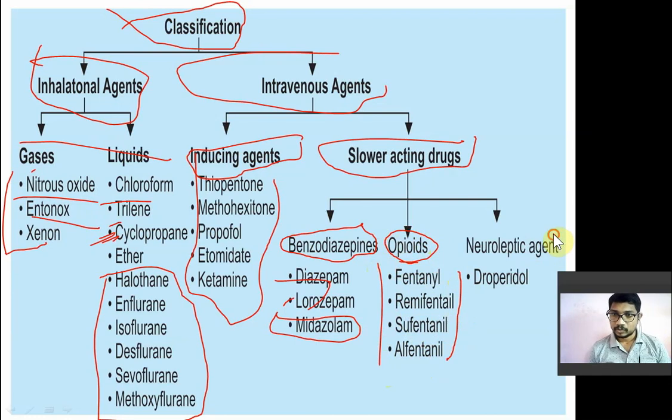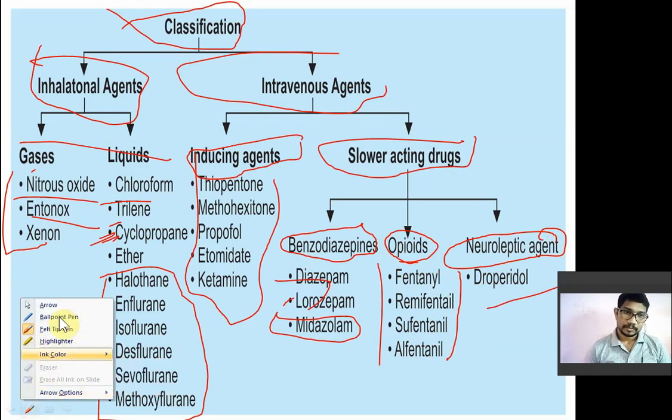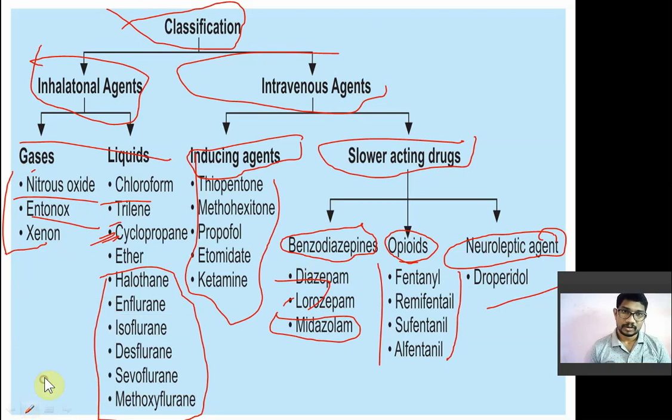A neuroleptic drug known as droperidol is also used along with anesthesia to induce neuroleptanalgesia. This is just the classification. We will see it again in the upcoming slide. Remember the classification, which is very important.